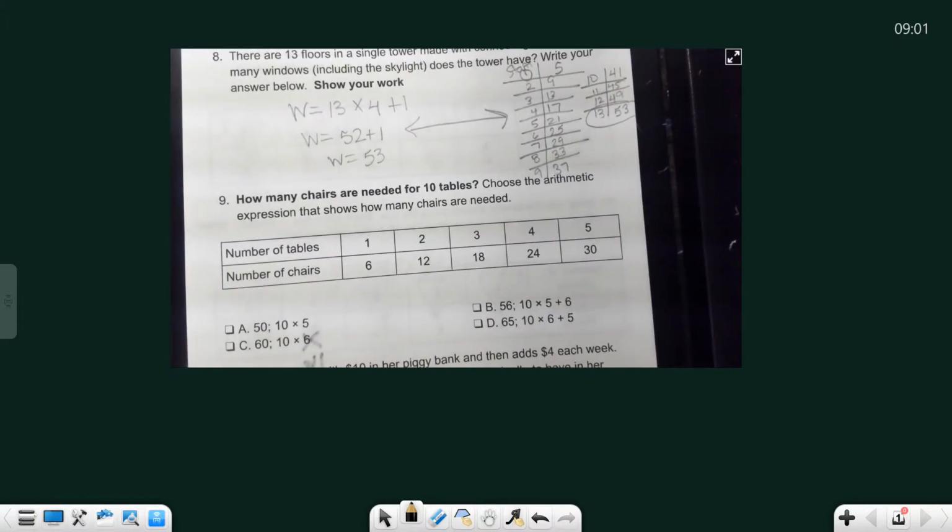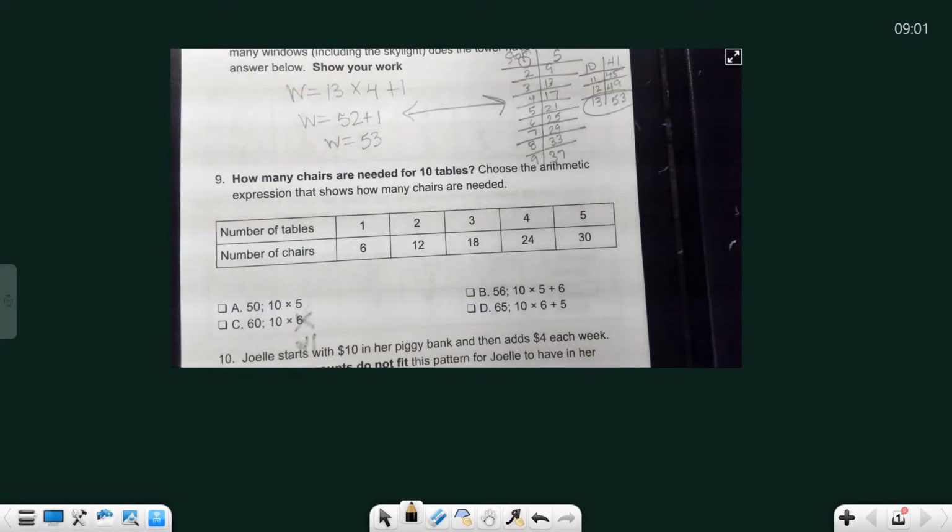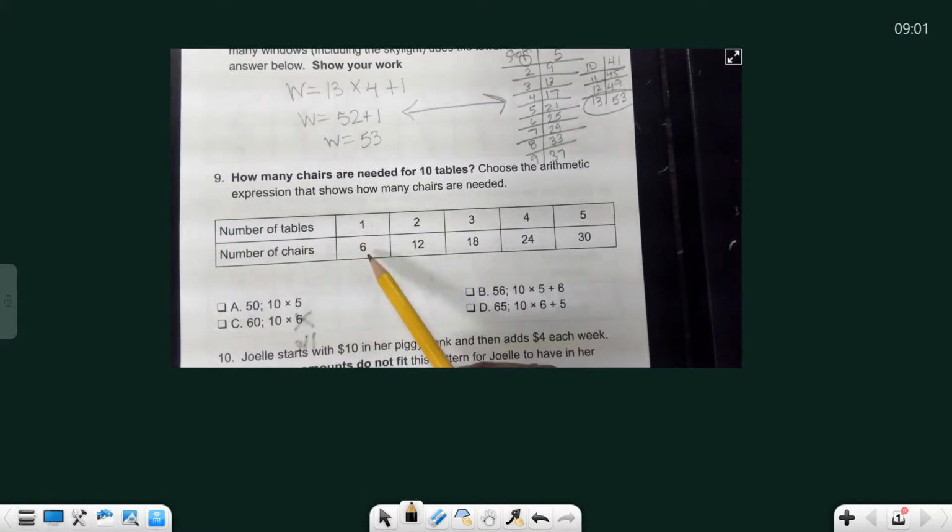Number 9. Just like those other problems we were working with. How many chairs are needed for 10 tables? Choose the expression that shows how many chairs are needed. So if you're looking at tables versus chairs, 6 chairs go to 1 table, 12 chairs go to 2, 18 to 3, 24 to 4, 30 to 5.